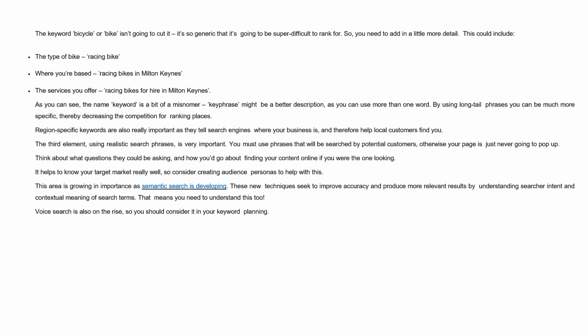As you can see, the name keyword is a bit of a misnomer. Key phrase might be a better description, as you can use more than one word. By using long tail phrases, you can be much more specific, thereby decreasing the competition for ranking places. Region specific keywords are also really important, as they tell search engines where your business is and therefore help local customers find you. The third element, using realistic search phrases, is very important.